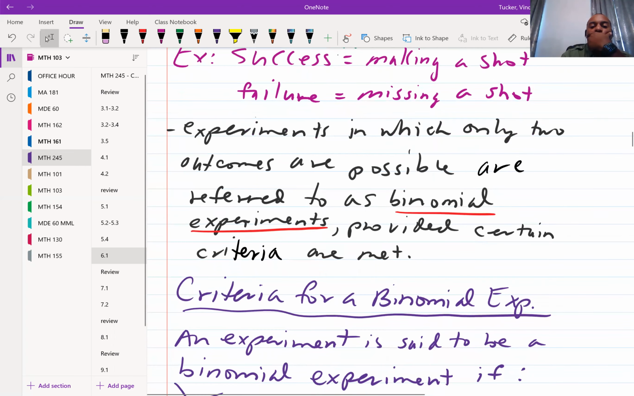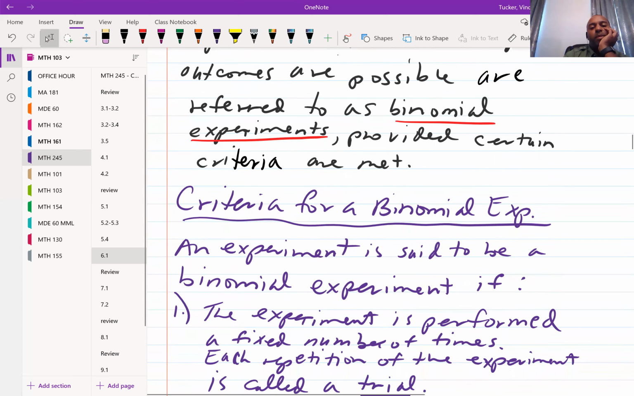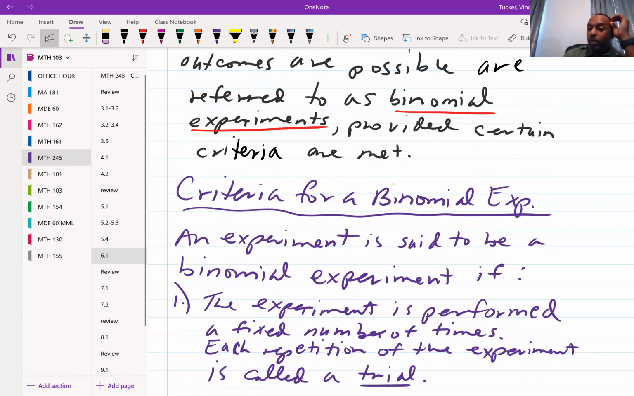All right, so the criteria for a binomial experiment. An experiment is said to be a binomial experiment if the experiment has to be performed a fixed number of times. Each repetition of the experiment is called a trial.